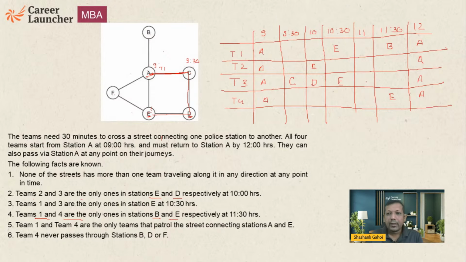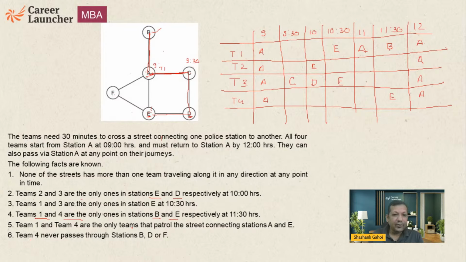Now, if team 1 is going to B, then it comes back to A. If a team is going to B, then the only path is A to B, then B to A. So if it is coming from B to A, it should be at A at 11 a.m. So E to A to B, B to A. This is what we got. Okay, now what is going to happen then?